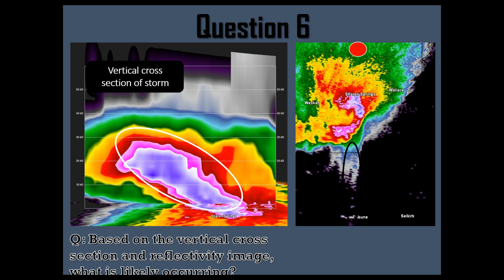Hail spike. Yep, that's one. You've got a three-body scatter spike going off down this way. That's definitely one good indicator. What's another good indicator?